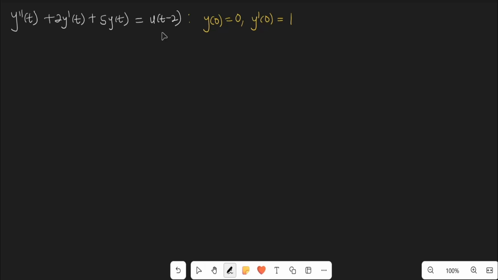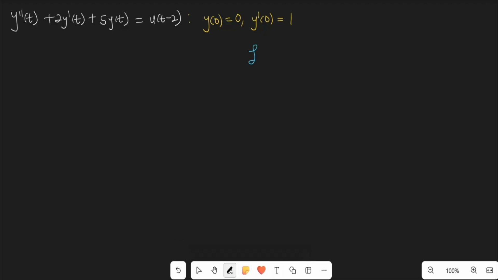The right hand side of this differential equation is a unit step function. And to solve this one using the Laplace transform, we will have to take the Laplace transform on both sides of this differential equation, and that means that we will have to take the Laplace transform of this unit step function. Alright, so let me remind you about some of these things before we move on to the question.